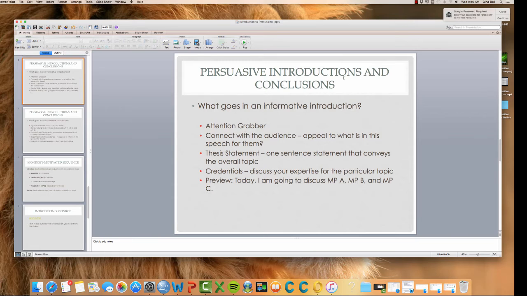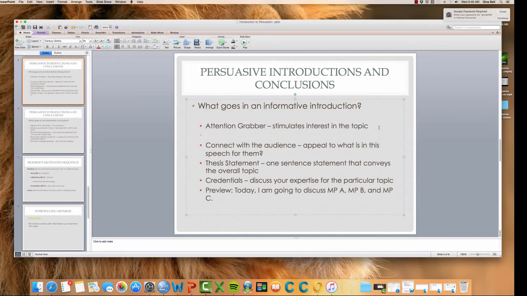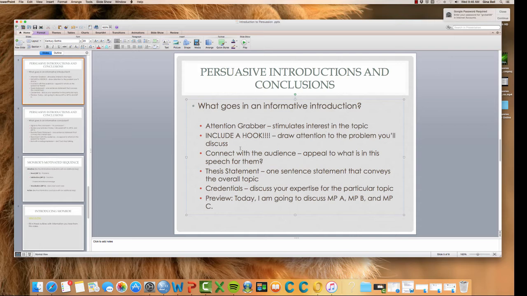So in your introduction for an informative speech, you have this attention grabber, and this grabs the audience's attention and stimulates interest in the topic. And this is what you've been doing the entire time. But a persuasive introduction includes this thing that's called a hook. And the purpose of this hook is to draw attention to the problem you'll discuss. So it's really important that in your persuasive introduction that you spend time including the hook.